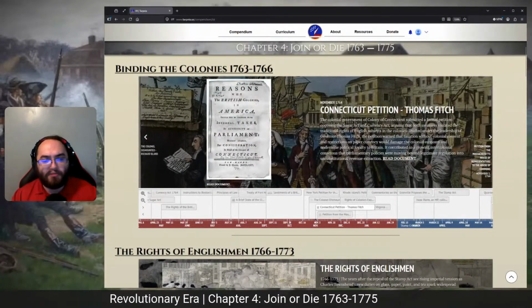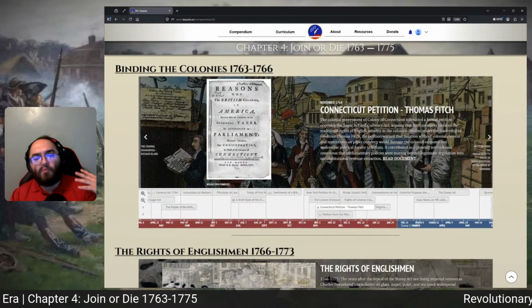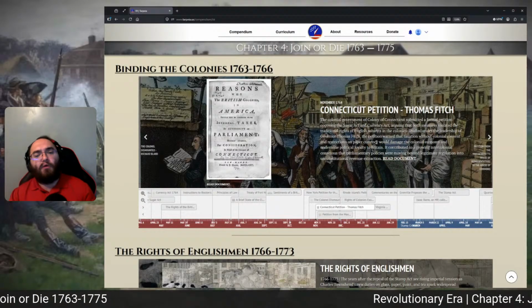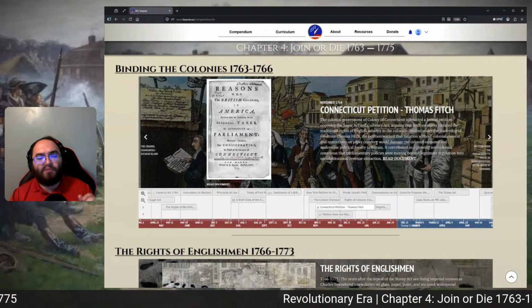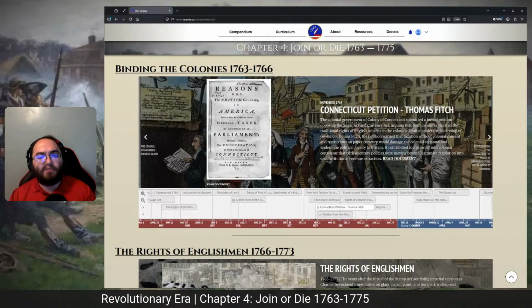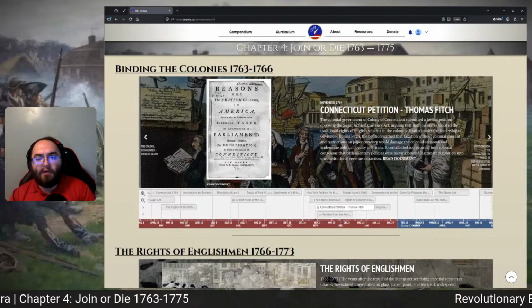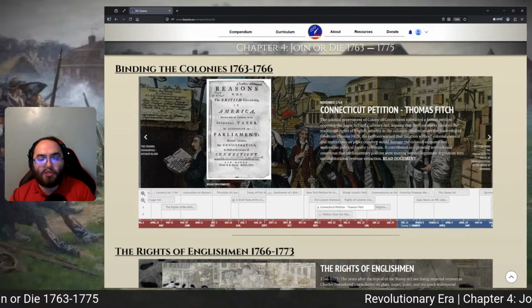Here is Connecticut's petition, and they're going to do something similar to New York, although they're going to be focusing on the idea of British rights. The rights of Englishmen is a common phrase used at this time, and this is drafted by Governor Thomas Fitch of Connecticut.